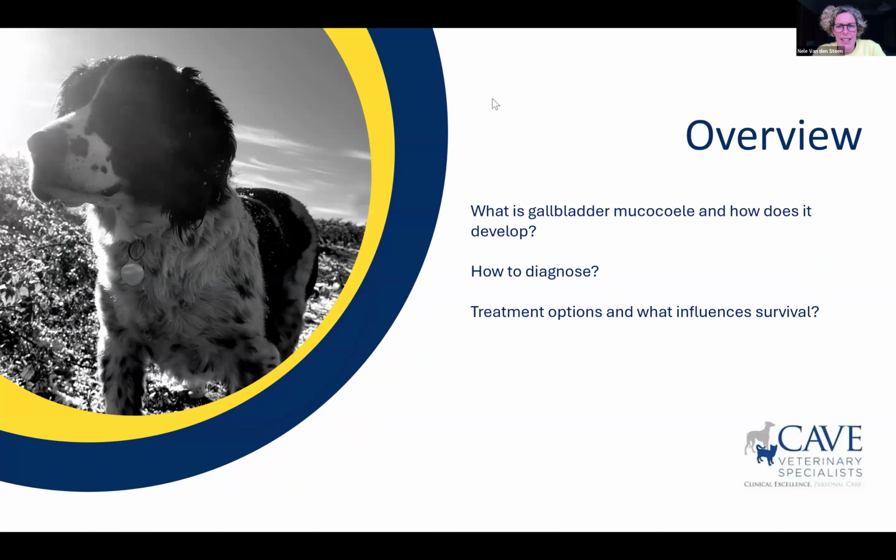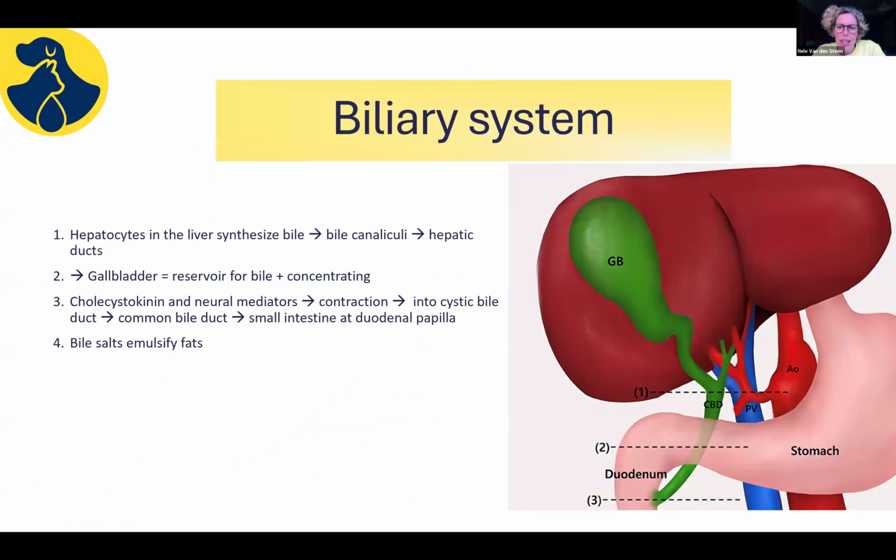Although I'm a medic, this is a disease that very often, if we can, we will send to the surgeons. So if we quickly look through the anatomy, we see the liver cells, the hepatocytes, make bile, which through microscopic bile canaliculi goes to the hepatic ducts, and then the bile flows into the gallbladder, which is there to contain the bile and keep a reservoir for when it's needed, and it also concentrates the bile.